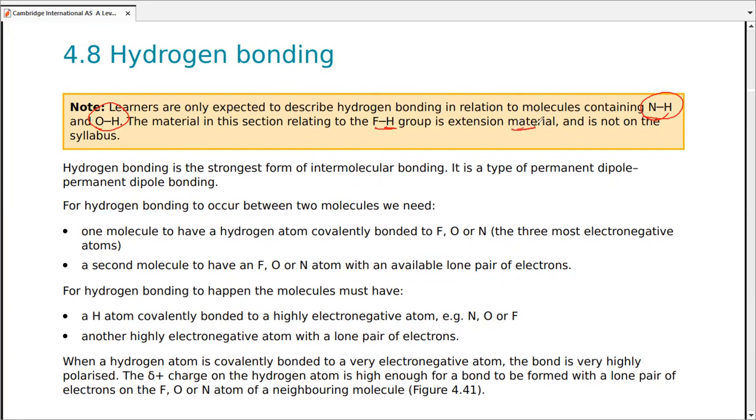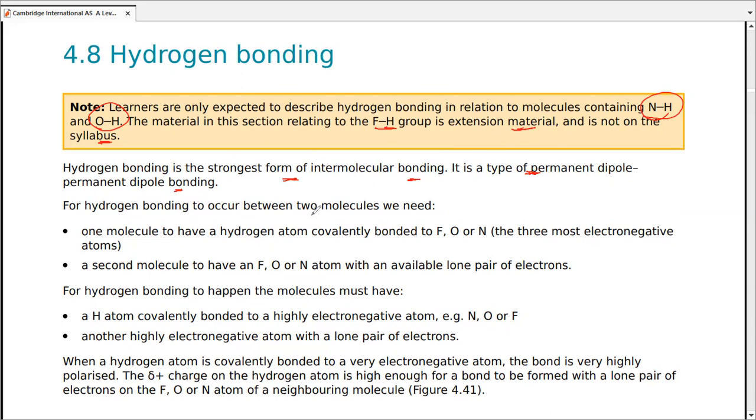FH group is extension material and is not on the syllabus. Why are we using stuff like that? Now, hydrogen bonding is the strongest form of intermolecular forces, or we also have been calling it intermolecular bonding, though that's not a bonding since it's a boundary line case, so you can use both words. That's why the word bonding and the word forces is acceptable for hydrogen bonding. It's a special type of permanent dipole-dipole bonding.